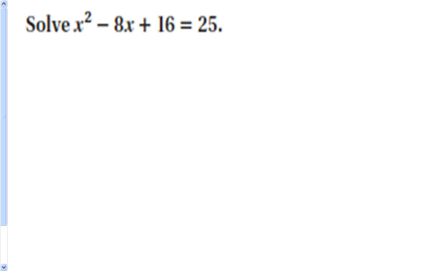Solve x squared minus 8x plus 16 equals 25. We're going to solve this by factoring. So I'm going to look at this left side. I'm going to factor it. There's two ways you can go about it.